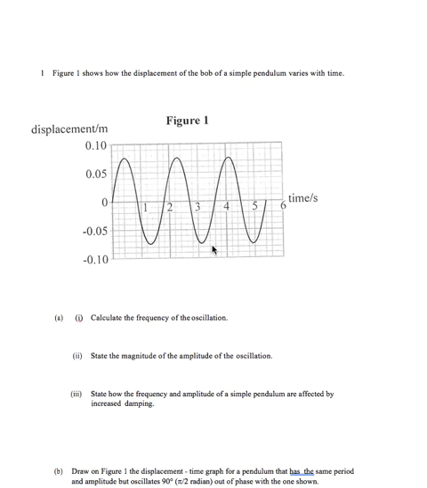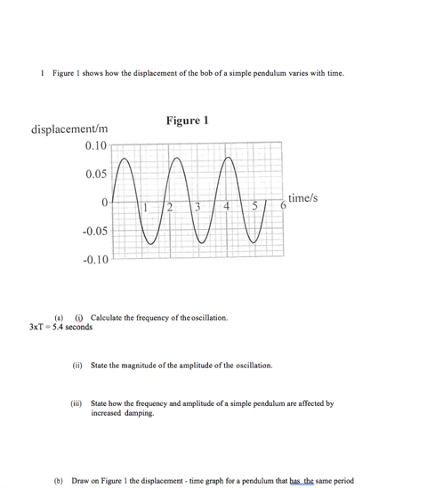This is the solution to the SHM basic with damping question. It starts with: calculate the frequency of the oscillation from this graph. So from the graph, of course, we can get the period. We've got 1, 2, 3 periods in 5.4 seconds. So 3 times the period is 5.4 seconds.